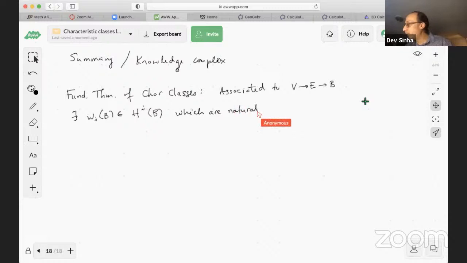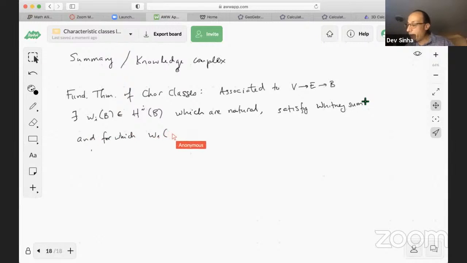We have these characteristic classes which are natural, which satisfy the Whitney-Sum formula. There are some other axioms, but I'm not going to worry too much about those. I'm just going to mainly list naturality, Whitney-Sum, and for which the first Stiefel-Whitney class of the tautological line bundle over a projective space is non-zero.